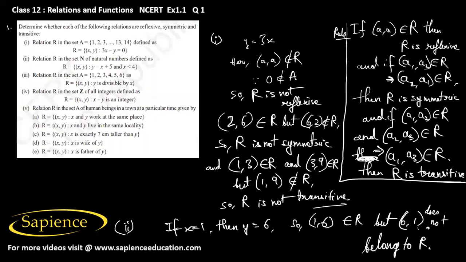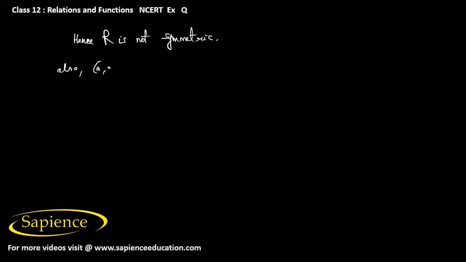Also, the same element cannot be used. Suppose, for example, (a, a). (a, a) does not belong to the relation R for all a belongs to N. So relation R is not reflexive.